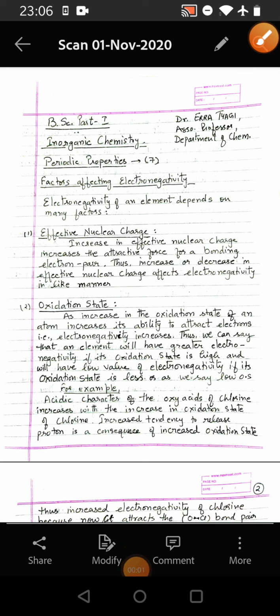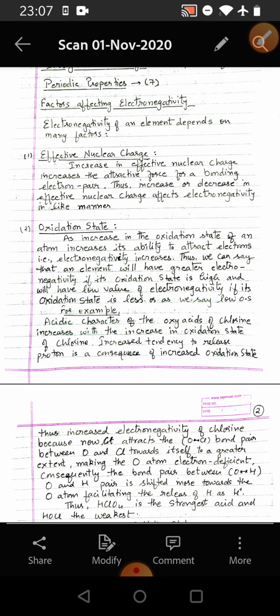In continuation of the last videos on periodic properties of BSc Part 1 in organic chemistry, in this video we are going to study about factors affecting electronegativity. Electronegativity of an element depends on many factors. Let's take them one by one.